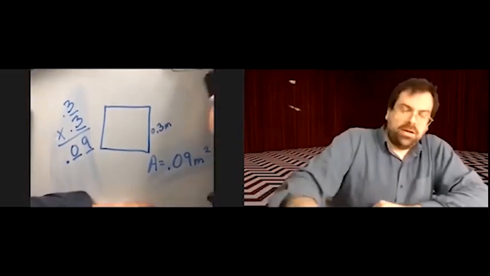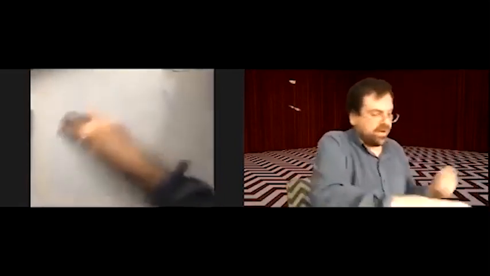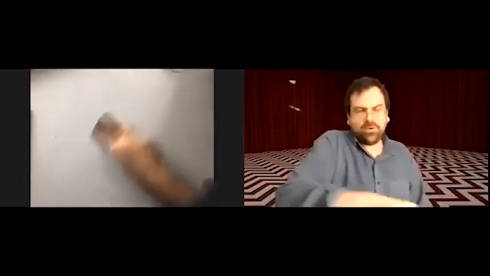So for the area of a rectangle, you do length times width. And then if it's a square, that becomes side squared. But it's still length times width.